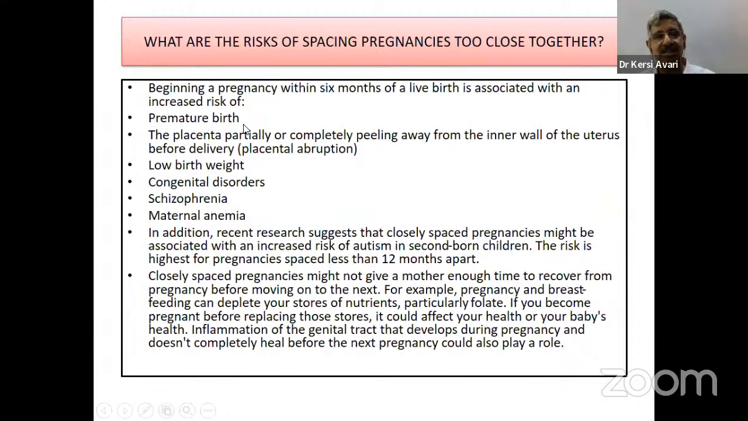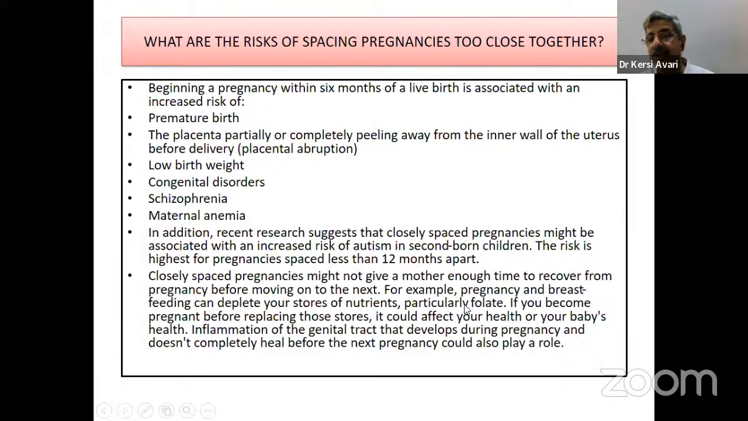Of course, I don't want to go into details. Premature birth, early peeling of the placenta or placental abruption. So preterm deliveries, low birth weight, congenital disorders, maternal anemia, autism. The risk is high when pregnancies are spaced less than 12 months apart. Close pregnancies may not give a mother enough time to recover. For example, pregnancy and breastfeeding can deplete your stores of nutrients.